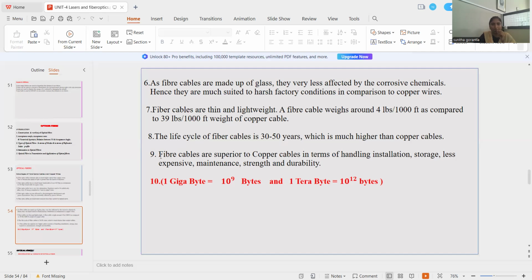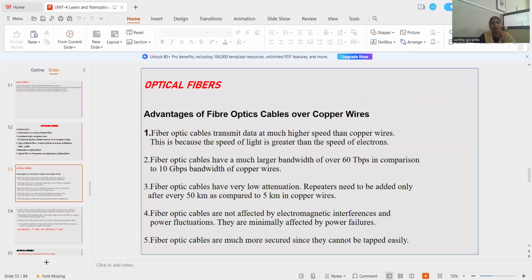Fiber cables are superior to copper cables in terms of handling, installation, storage, less expensive maintenance, strength, and durability. These are easy to maintain, installation is also easy, storage and maintenance are also very easy, and they have high strength and durability. These are the advantages of optical fibers over copper wires.